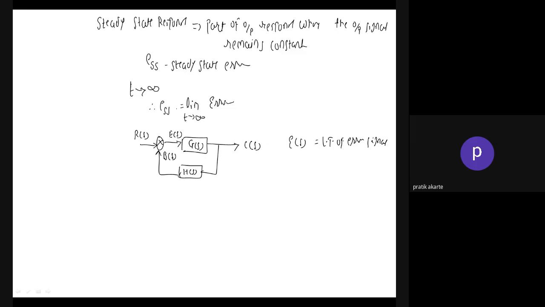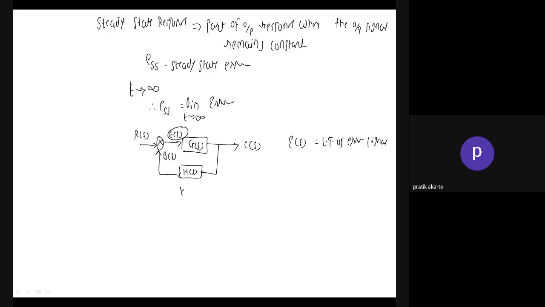Now please note that this error is not the steady state error that we are interested in discussing. So this error is different from the steady state error. This one is a generalized error we can talk of. Again, this G of S is the transfer function of the main system, and H of S is the transfer function of the feedback element.